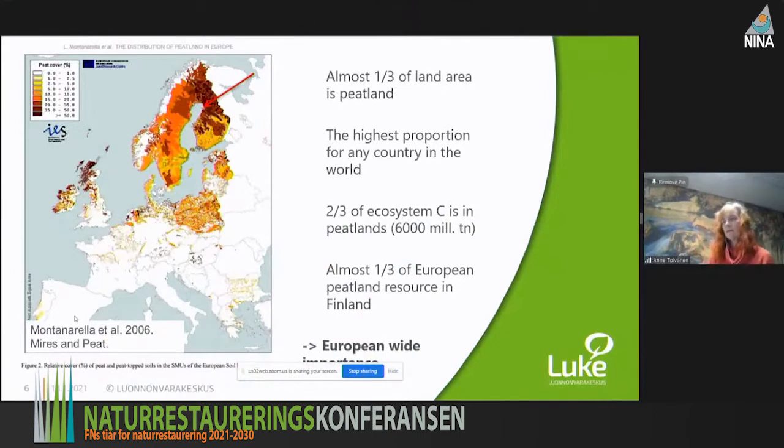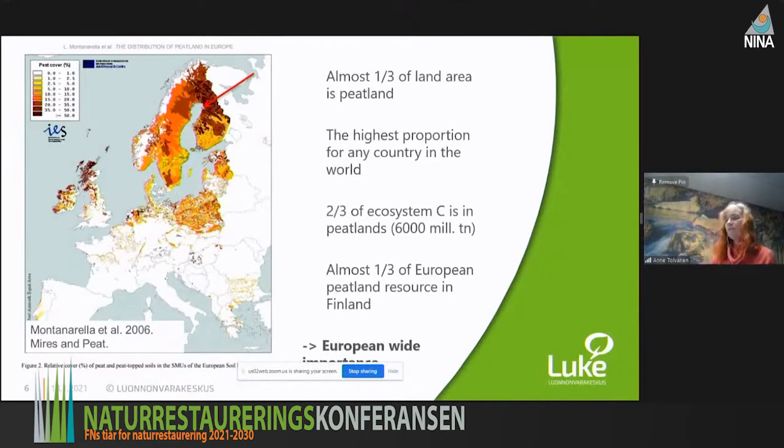And you can see on the European map that it's really dark. And here where the arrow is, this is where I am living in Oulu, which is the peatland richest region in the whole Finland. So in this Oulu region where we live, about half of our land area is covered by peatlands. So it's really wet here. And most of the peatlands in this region are drained.